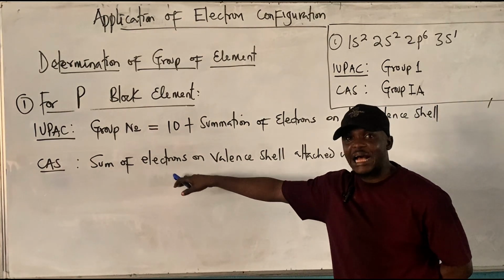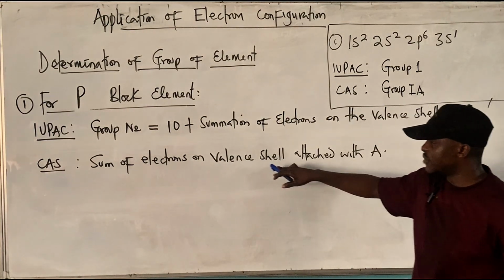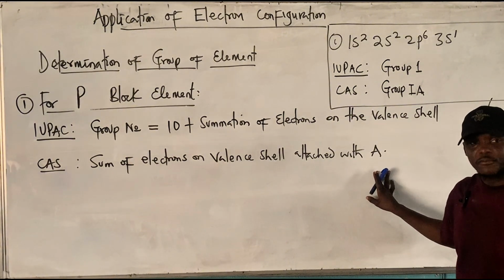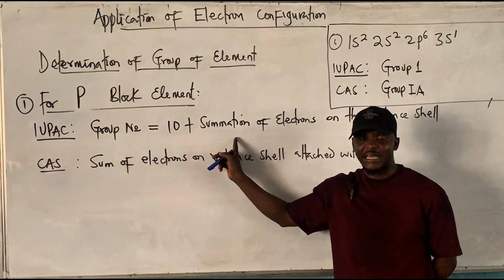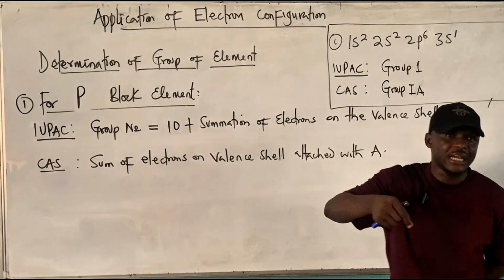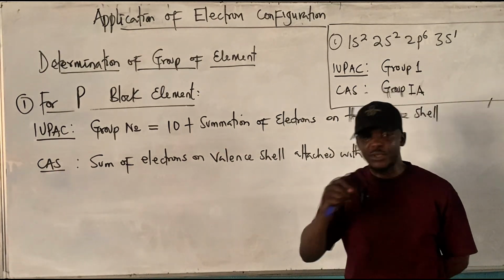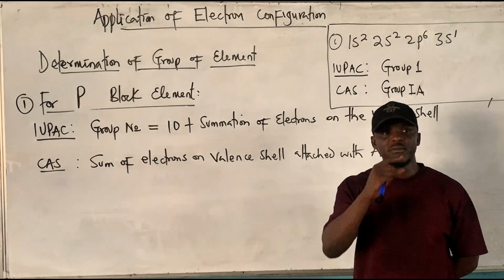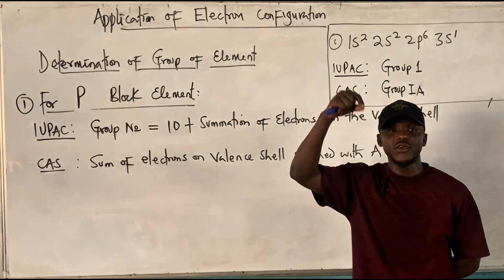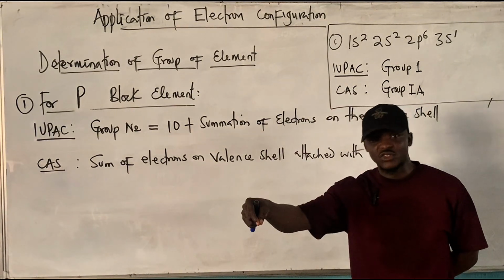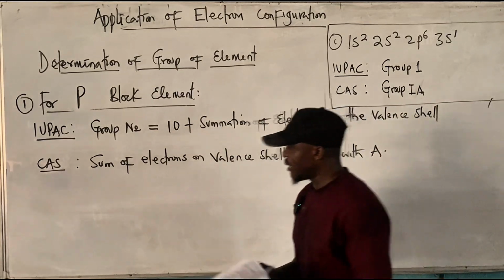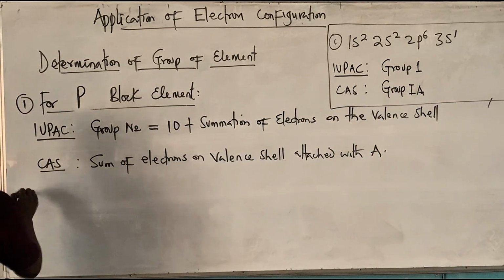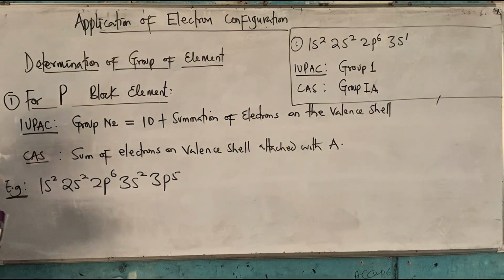Now, if you're doing the CAS, it is the sum of electrons on the valence shell attached with A. And I'm going to give us an example. Before you actually use this particular pattern, we should ensure that that particular element is in P block. How would you do that? From the electronic configuration, which of the orbitals is receiving the last electron? It must be a P that is taking the last electron. So let's look at this example, 3p5.